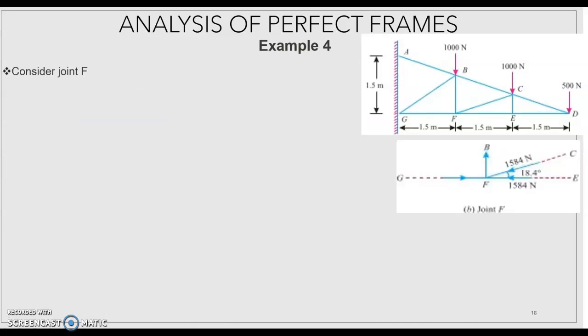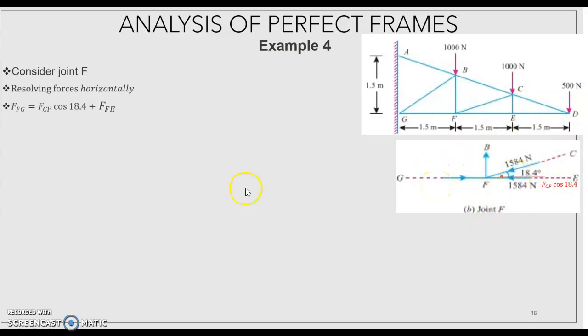Then consider the joint F. To solve horizontally, the horizontal forces are member FG, FE, and the horizontal component of CF. Horizontal component of CF is FCF cos 18.4. Two forces are towards the left, and this one is towards the right.